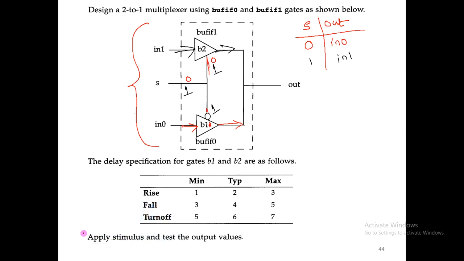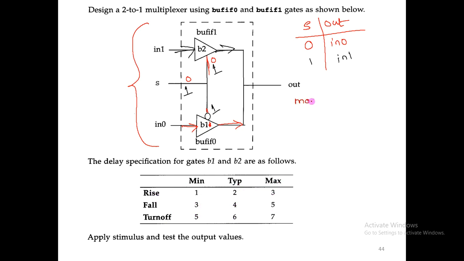Now we shall write the code for it. For writing the code, you need to take into consideration the delay specification. For the gates B1 and B2, the delay specifications are the same. Here, the rise delay is 1, 2 and 3 based on minimum, typical and maximum delay specification. Similarly, fall delays 3, 4 and 5, turn off delays 5, 6 and 7. Okay. So let me write a code for it.